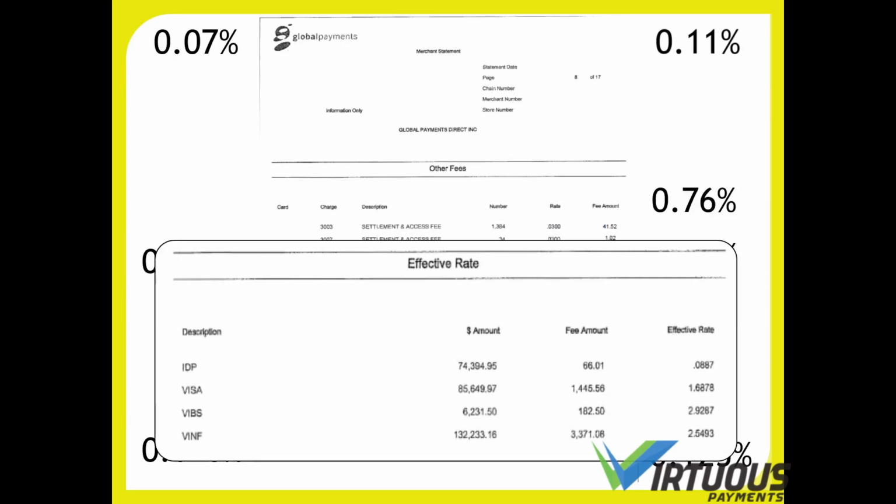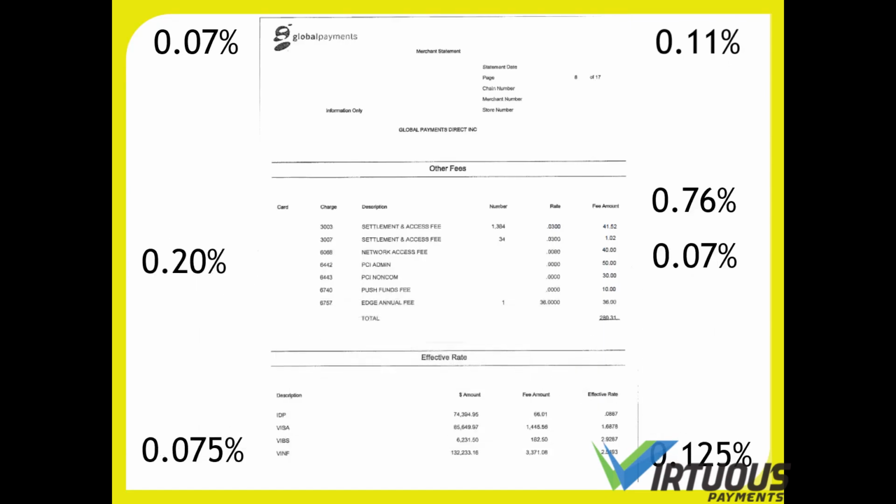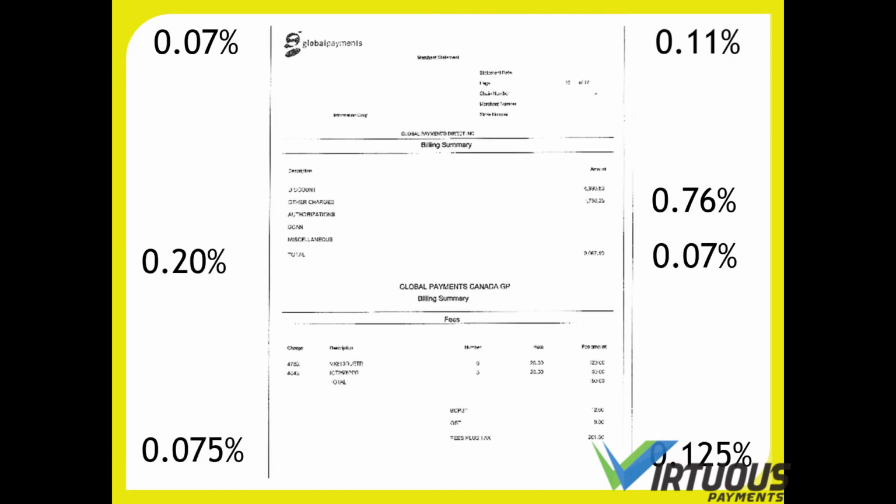The next section, titled Effective Rate, is the rate Global charges the merchant. However, it does not include the PCI or network fees, which can mislead merchants into believing they're paying less to process their credit cards. Next, you'll find your billing summary. This is where you'll find the profit that your processor made added together with all interchange charges. The fees section is where you'll see what your rental is and any charges for paper statements.